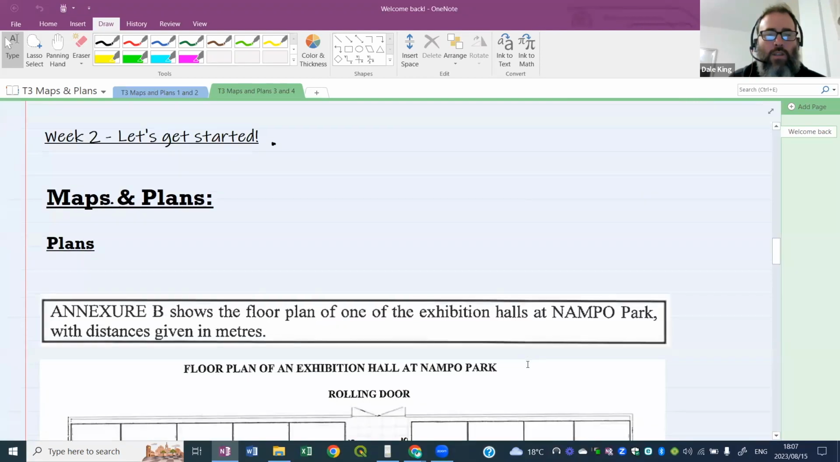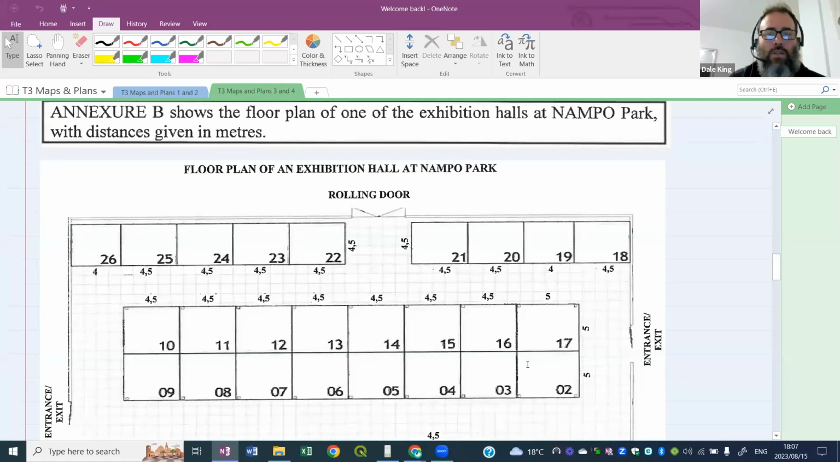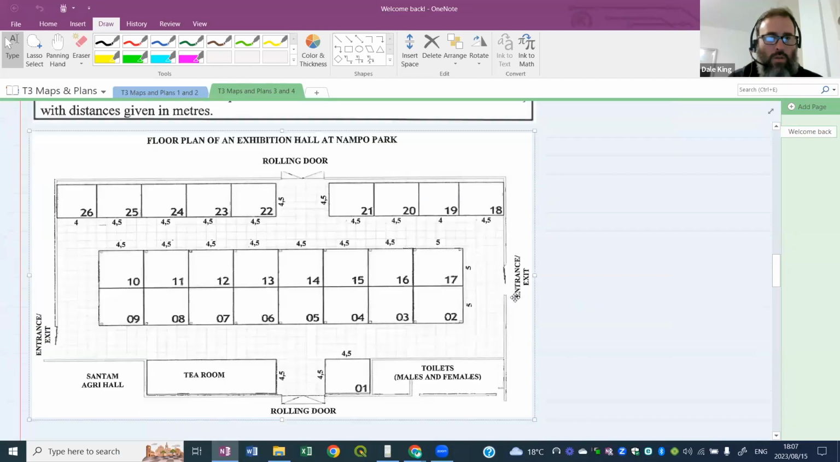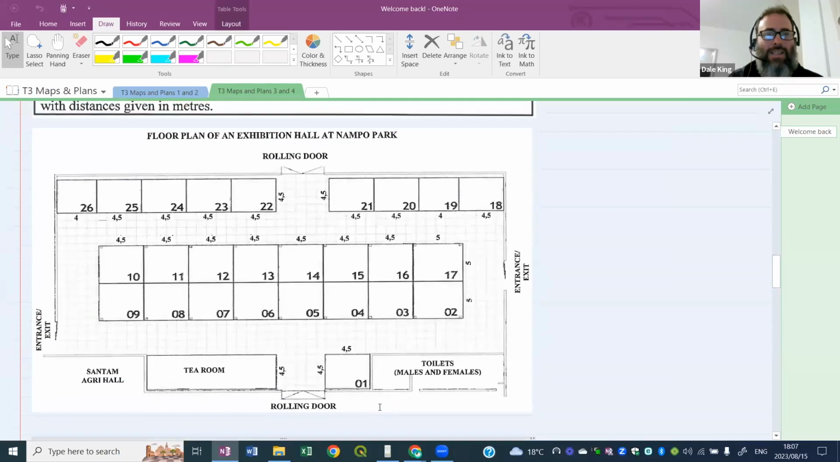Okay, here's our first contextual question. This annexure here shows, let me zoom out, the floor plan of an exhibition hall at Nampo Park. It's an exhibition hall where they hold exhibitions and people can exhibit their products or their businesses in a big hall, all right?